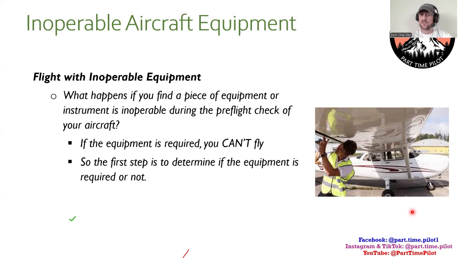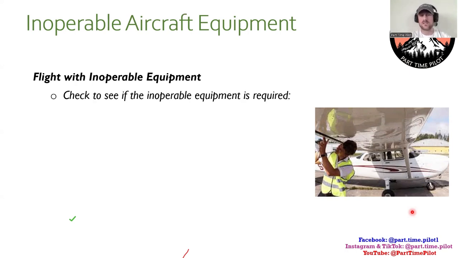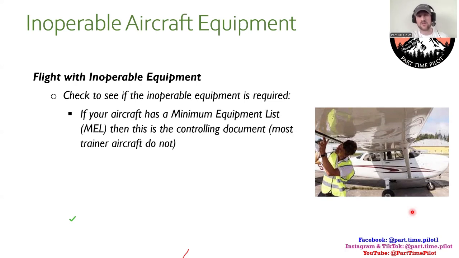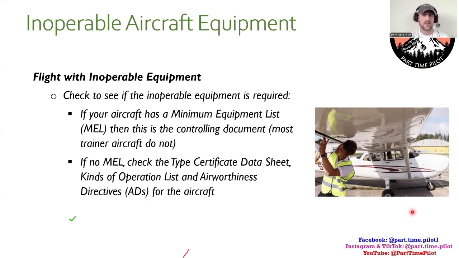So the first step is to determine if the equipment that's inoperable is required or not. To do that, you want to check to see if the inoperable equipment is required. You would first check to see if the aircraft has an MEL, a minimum equipment list, because if it does, this would be the controlling document for equipment. Again, most trainer general aviation aircraft do not have one of these. They're mostly for larger aircraft.